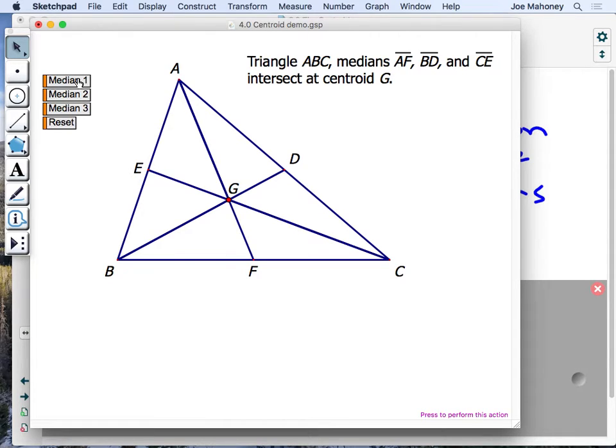Here we go. I'm going to press median 1. Oh, well, look at that thing move. How cool is that? All right. So then segment AG. How many times larger than FG is AG?